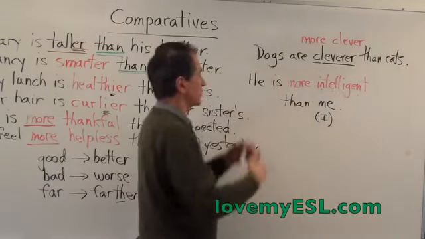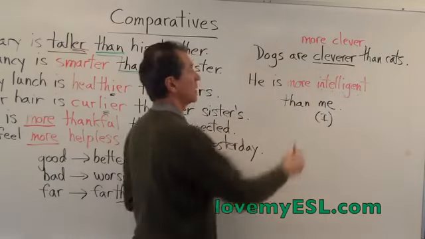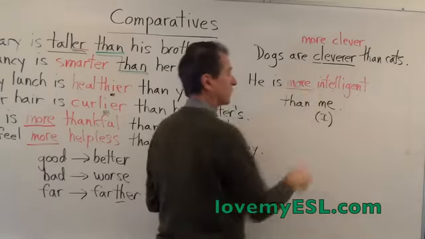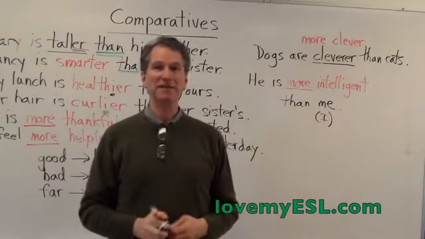Intelligent has four syllables, so anything longer than three syllables must take a more in front of it. Okay, that's today's lesson.